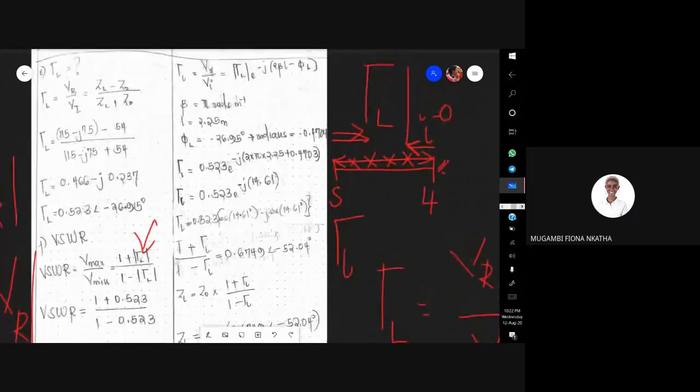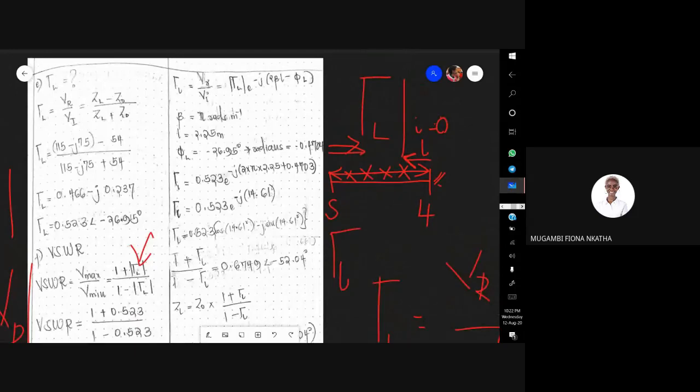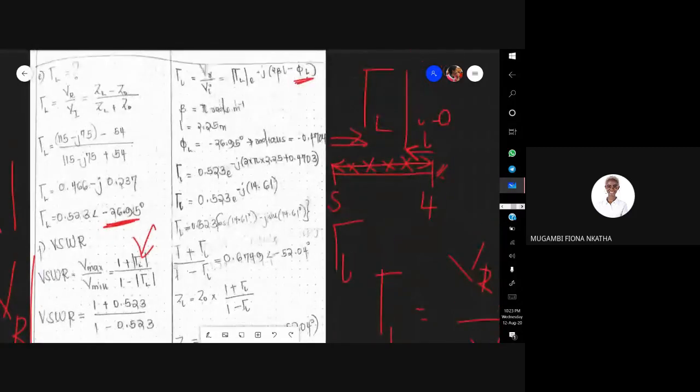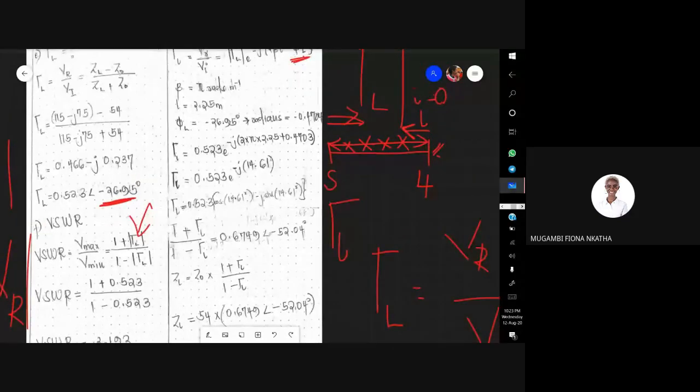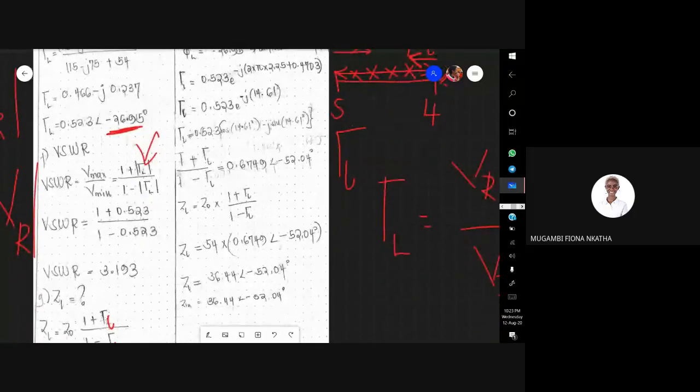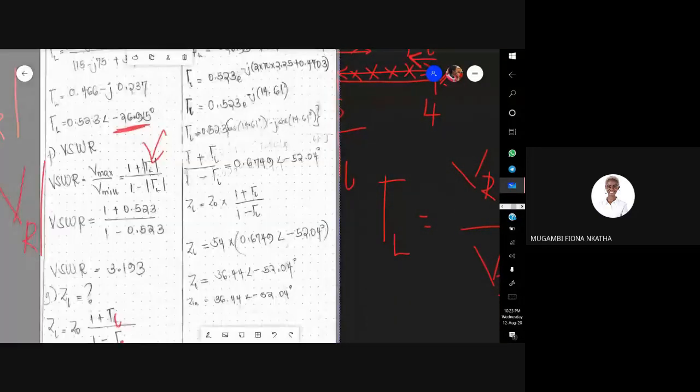Okay, so when you just substitute the values, we found beta and we know phi. Phi is from this gamma L here. So you just convert this to radians, then you input it there. If there's a question, just say. Then you just input all these things in the calculator, and you will find your ZL as that.